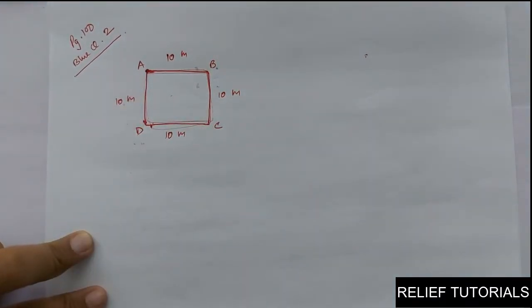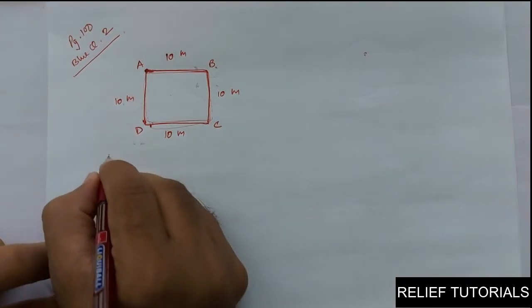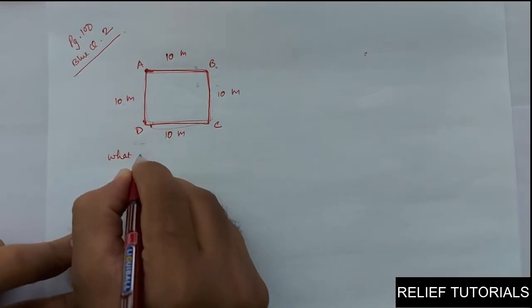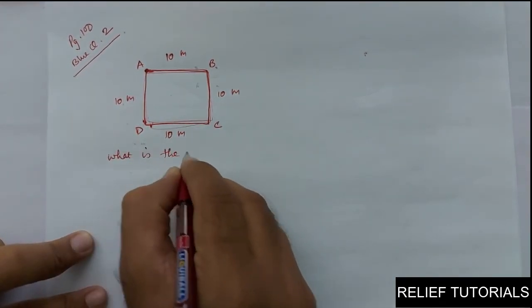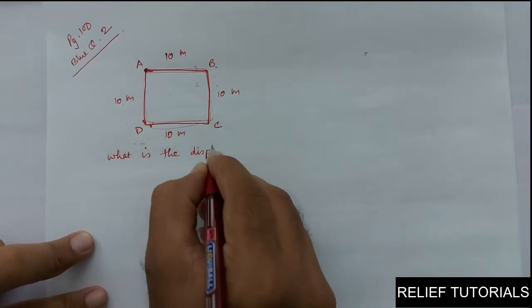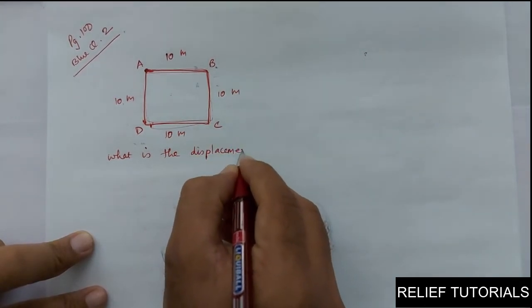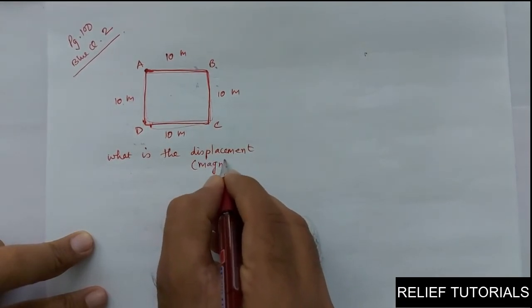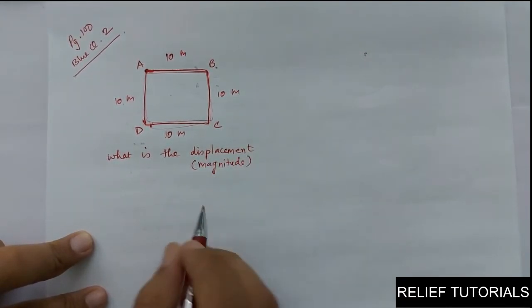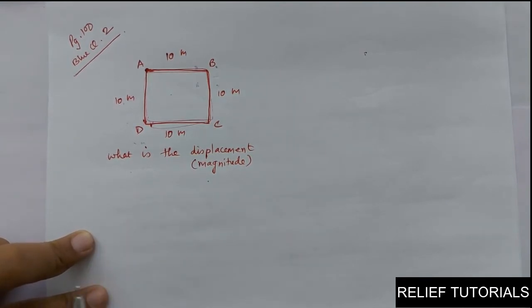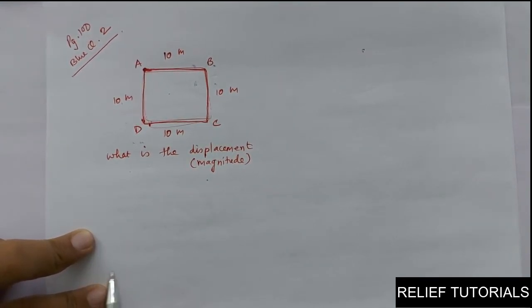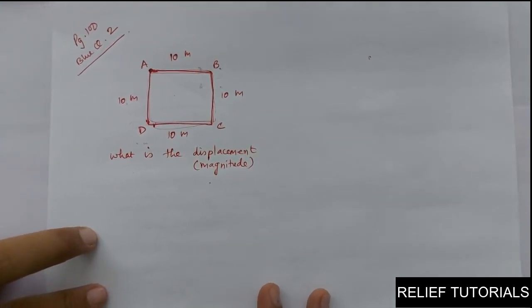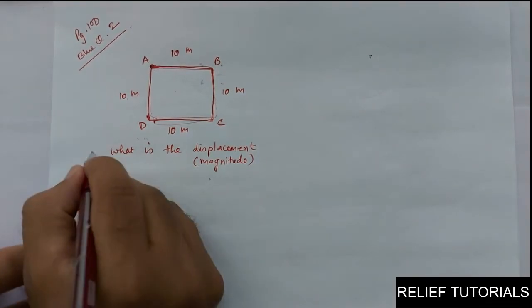But now, what is the question? What is the displacement? Actually, in your textbook it is just asked for the magnitude. Look at the question. They are asking for the magnitude of displacement only. They are not asking for the direction. So we don't have to worry about the direction while writing the answer of displacement.